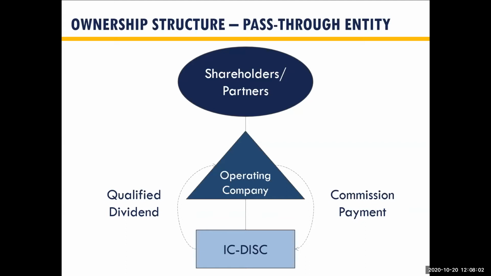So what is happening is the operating company issues the K-1 to their shareholder or the partner of the pass-through entity, and we have effectively converted ordinary income on that K-1 to qualified dividend income, which is taxed at a reduced tax rate. You'll see that there's basically a circular payment that happens. The operating company pays cash to the IC-DISC. The DISC then pays that cash back to the operating company. So at the end of the day, the cash stays in the operating company and is available for use at the operating company level.